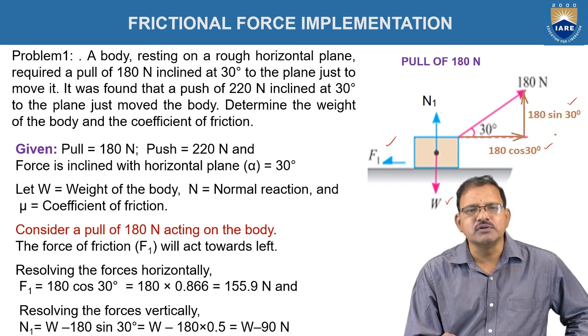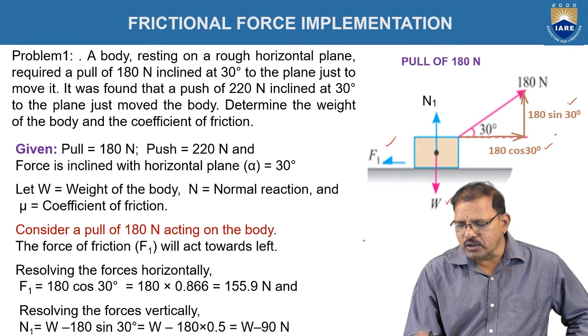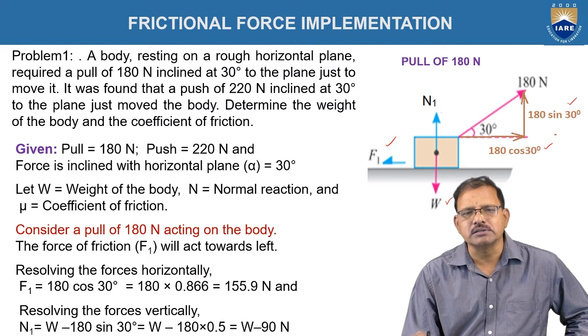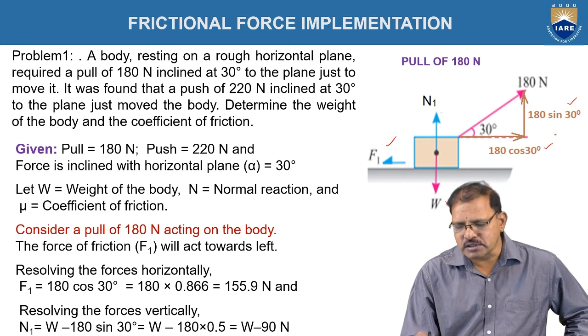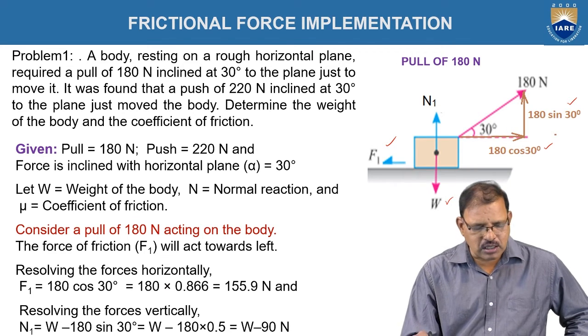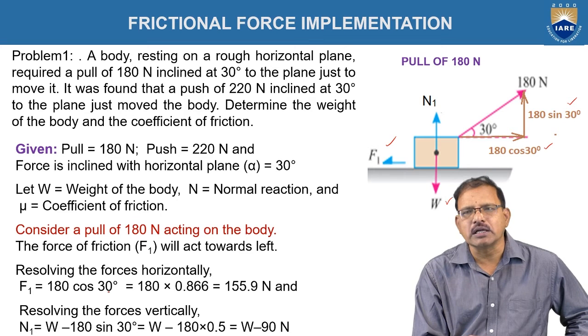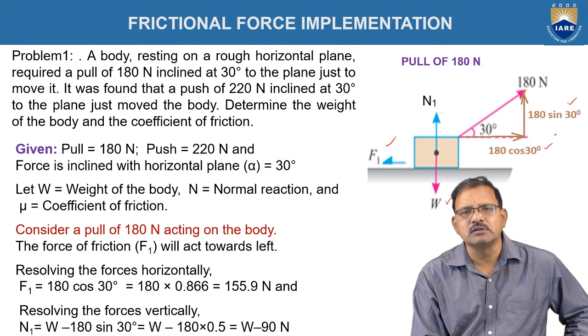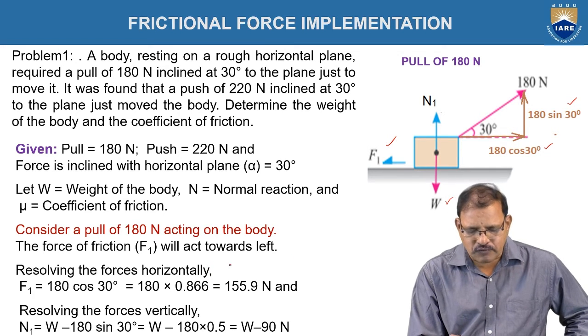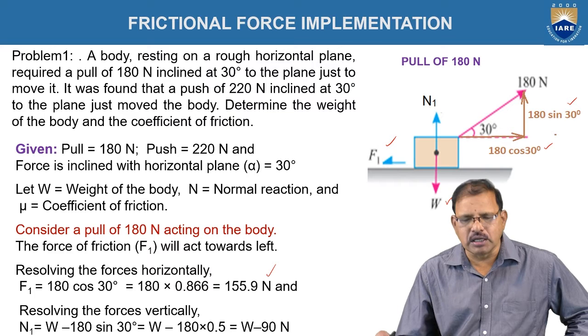Now, resolve the forces horizontally. Horizontally only two forces are acting. One is 180 cos 30, the component of the pull force, and the other is the frictional force, which is acting toward the left side. Since it is the equilibrium position, the sum of the forces acting toward the left side should be equal to that toward the right side. Hence, F1 is equal to 180 cos 30 degrees. From this equation, we get 155.9 newtons.